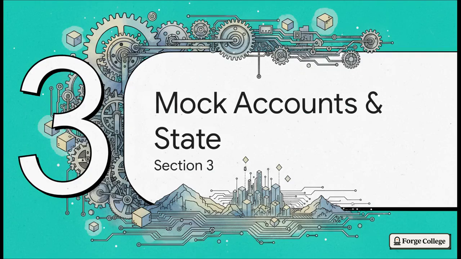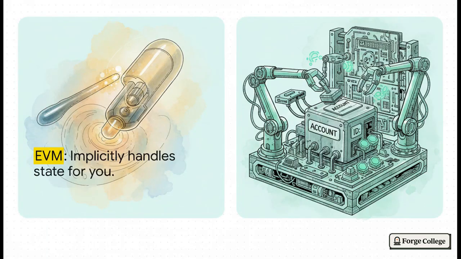All right, next on the docket is part three, mocking accounts and state. So now that our basic gears are turning smoothly, it is time to build the surrounding machinery and simulate the actual state of the blockchain. If you're coming from Ethereum, you might be super used to a testing environment that just implicitly handles state for you. You know, you call a contract, the state effortlessly updates, easy.